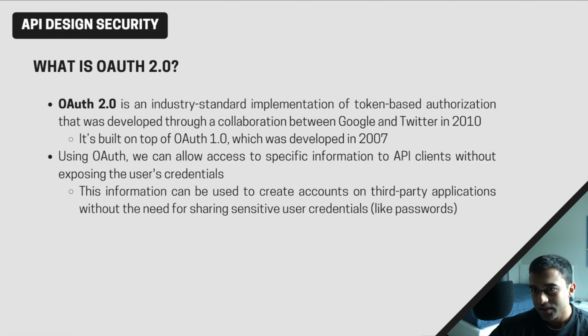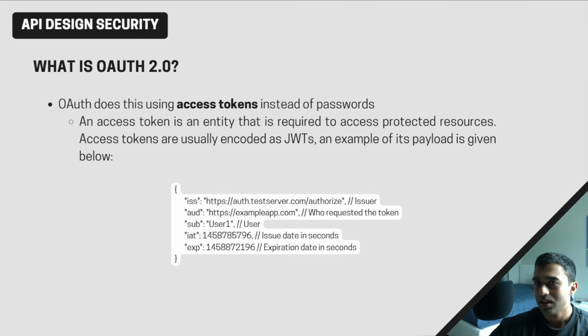So what is OAuth 2.0? OAuth 2.0 is an industry standard implementation of token-based authorization that was developed through a collaboration between Google and Twitter in 2010. It's built on top of OAuth 1.0, which was developed in 2007. Using OAuth, we can allow access to specific information to API clients without exposing the user's credentials. This information can be used to create accounts on third-party applications without the need for sharing sensitive user credentials like passwords. OAuth does this using access tokens instead of passwords.